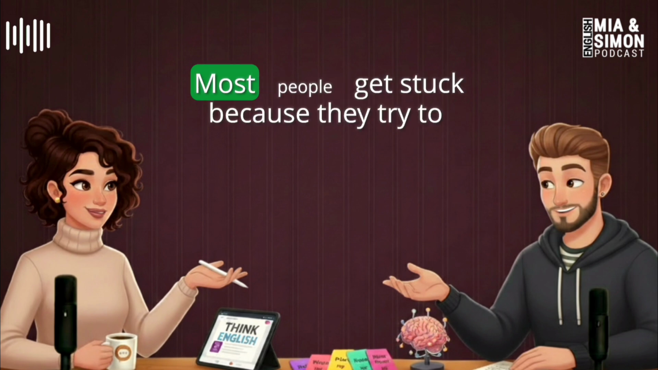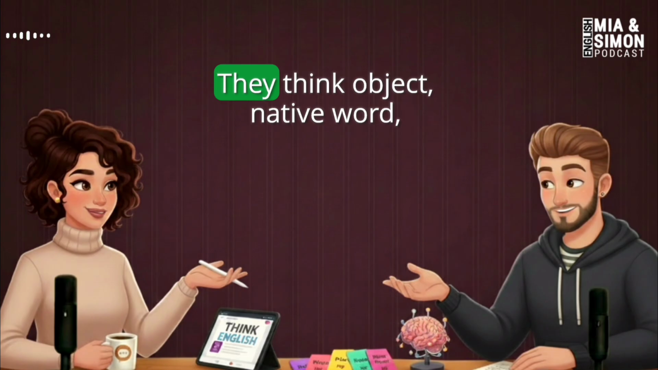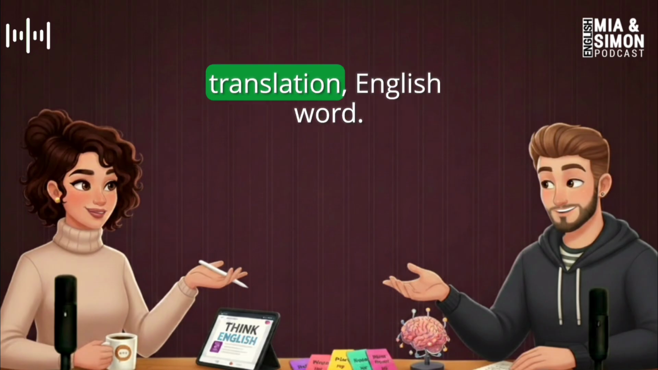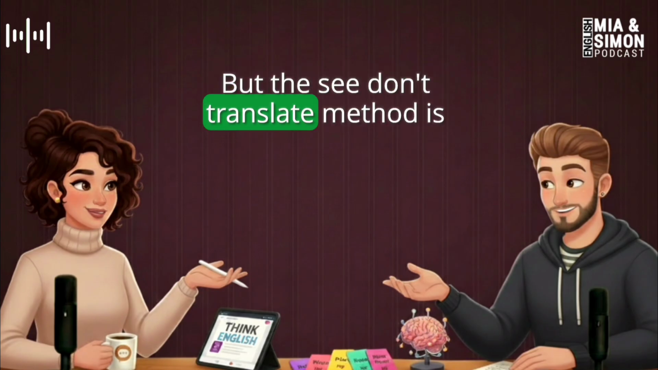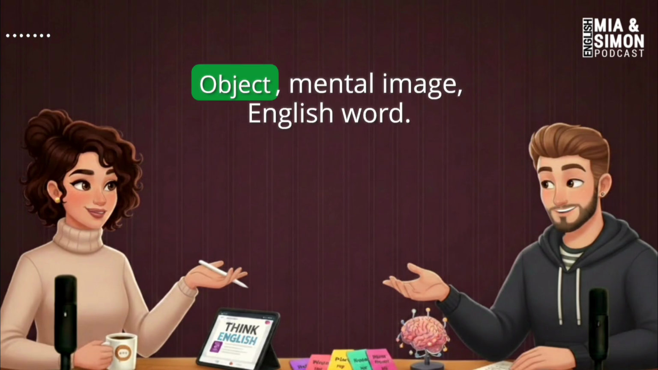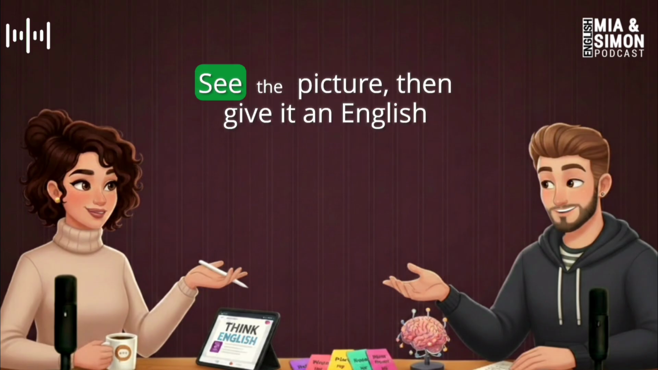Exactly. Most people get stuck because they try to label everything. They think object, native word, translation, English word. That is a long, slow road. But the see, don't translate method is simple. Object, mental image, English word. See the picture, then give it an English name.